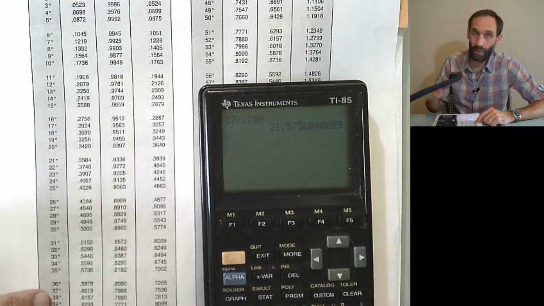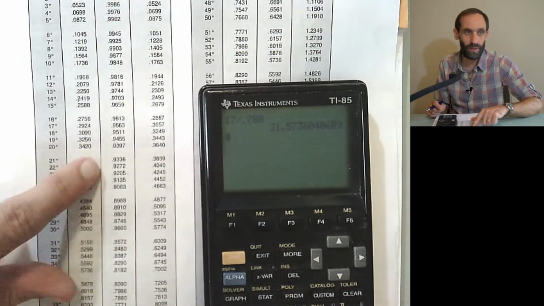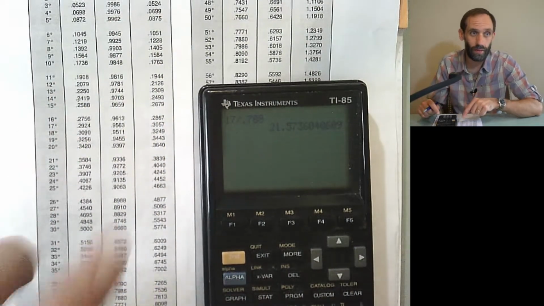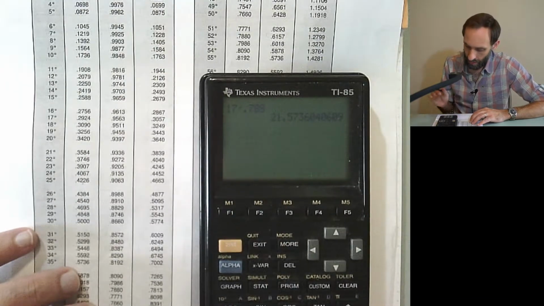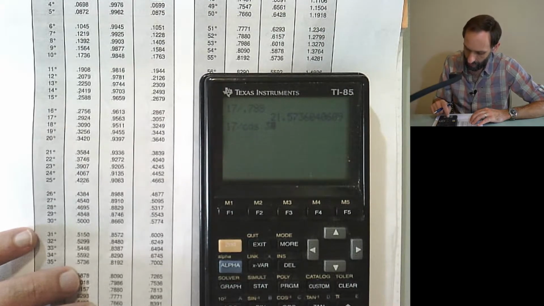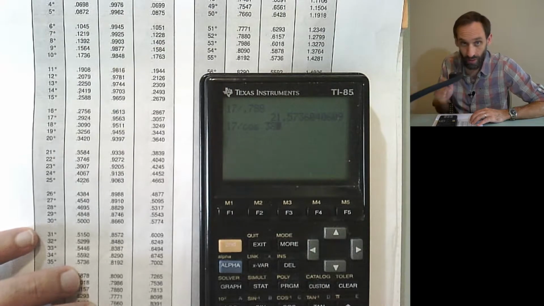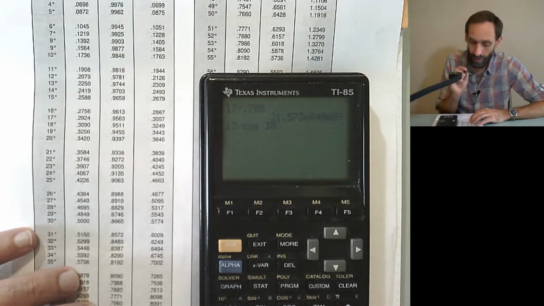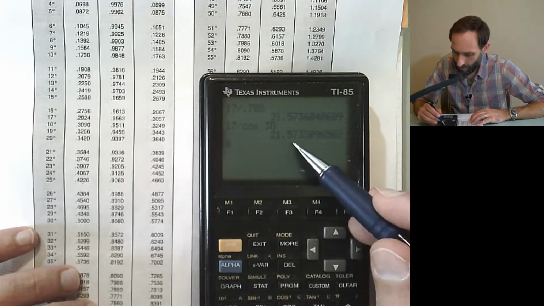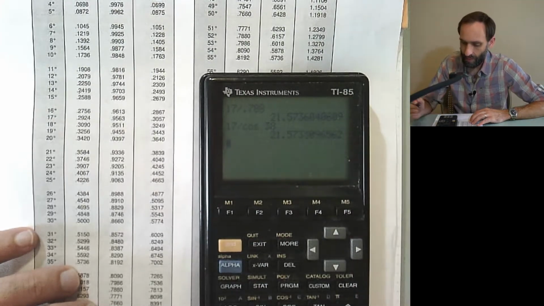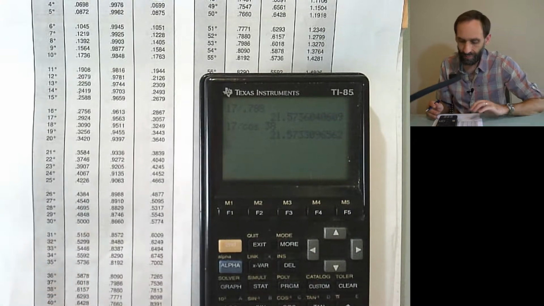But remember, these ratios that we see on this paper are also stored in your calculator if you have a calculator with sine, cosine, and tangent on it. So we could just as easily say 17 divided by the cosine of 38 degrees. Make sure your calculator is in degree mode in order to do this computation though. And you'll see once again we get 21.57, round to 21.6.